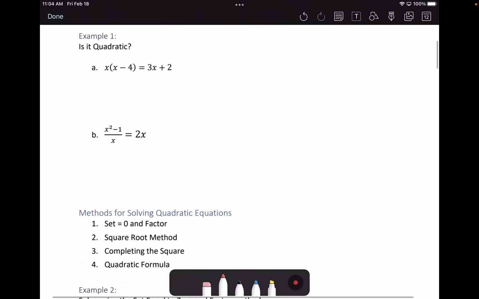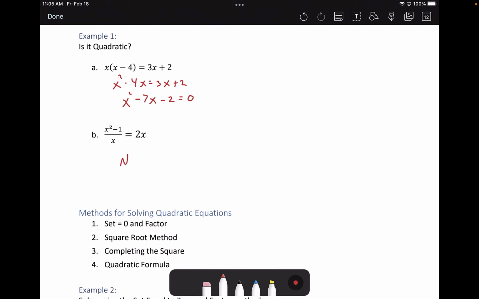Example number 1, we're determining whether or not these are quadratic equations. At first glance, a may not look quadratic, but if we distribute and set it equal to 0, we can see that it is quadratic. X squared minus 4x is equal to 3x plus 2. And then x squared minus 7x minus 2 is equal to 0. It is quadratic.